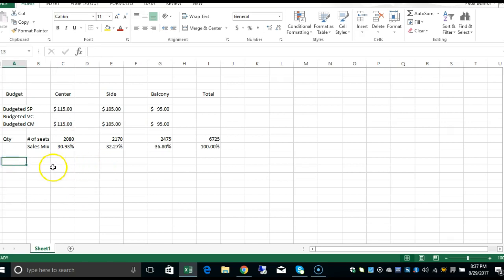From there, we're going to calculate the contribution margin per sales ticket times the number of tickets sold for this segment and come up with a budgeted contribution margin. So we're going to call this budgeted contribution margin, which is going to equal budgeted contribution margin times tickets.